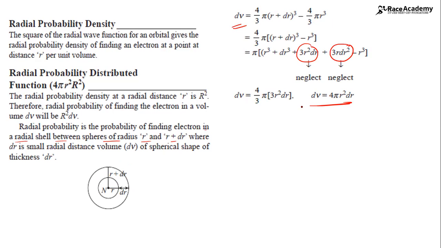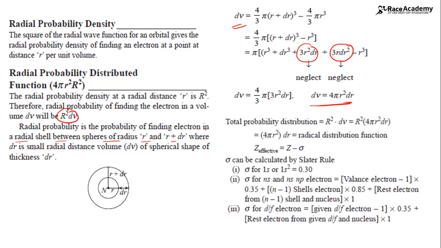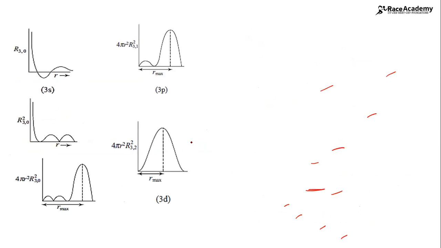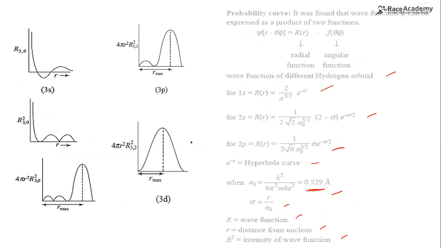So this is the radial probability distribution function, where dV, whatever we are writing, psi square dV, is got as 4 pi r square dr from this derivation. The total probability distribution is psi square dV, and finally we get psi square into 4 pi r square dr, and that is nothing but the radial distribution function. The entire expression is the radial distribution function, and that is taken on the y-axis in the graphical representation. You can observe the 4 pi r square value.